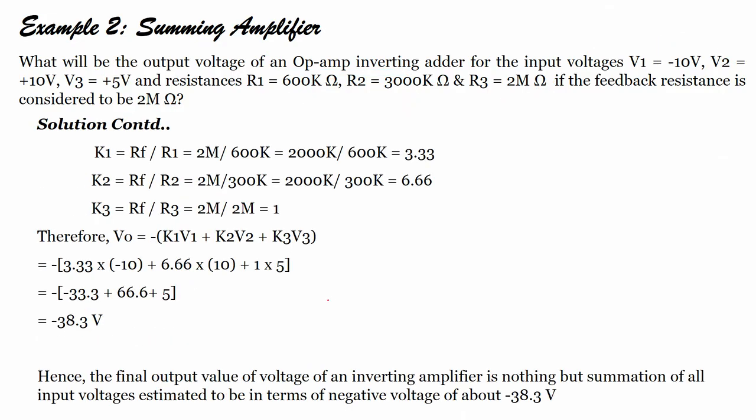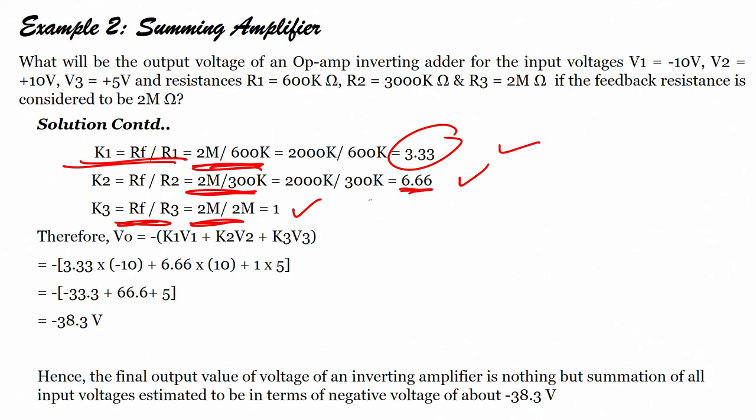So, if I substitute the values, then what will happen? K1 is nothing but RF by R1. If I substitute values, 2 mega ohm by 600 kilo ohm, I will have 3.33, which is my RF by R1 or K1. Same way, for K2, that is RF by R2, 2 mega ohm divided by 300 kilo ohm, I will have 6.66. And then finally, for K3, RF by R3, 2 mega ohm by 2 mega ohm is 1. So, I have now 3 values. If I substitute those values in this equation, VO equals minus 38.3 volts.